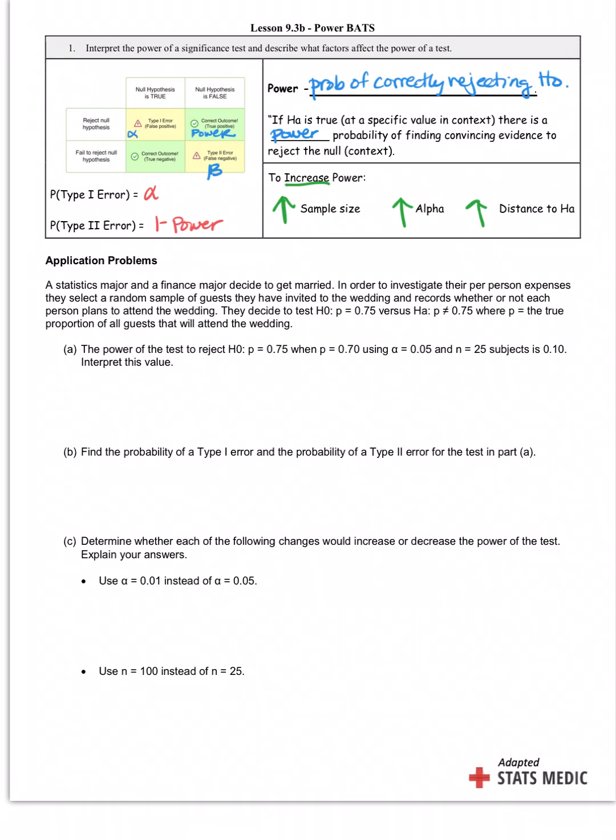All right. A statistics major and a finance major decide to get married. In order to investigate their per-person expenses, they select a random sample of guests they've invited to the wedding and record whether or not each person plans to attend. They decide to test a null of p equals 0.75 versus not equal to, where p is the true proportion of all guests that will attend. The power of the test, when p is 0.7, and look, this p is the reality, the alternative, is 10%. So we're going to interpret that, okay?